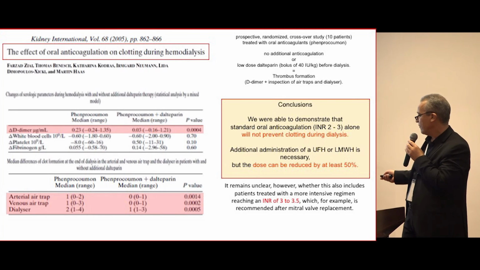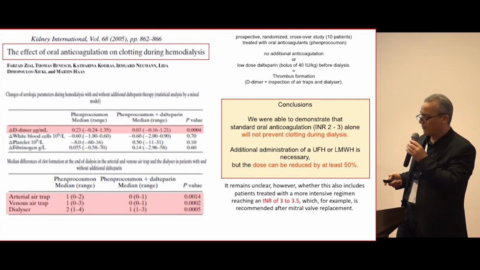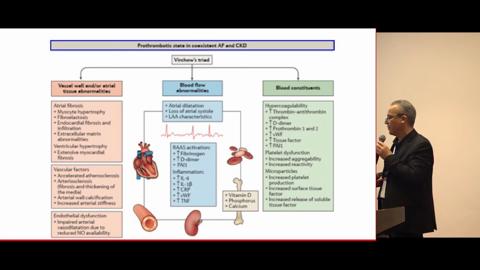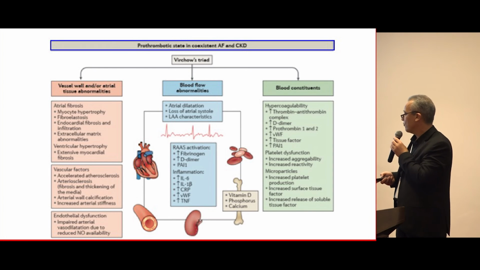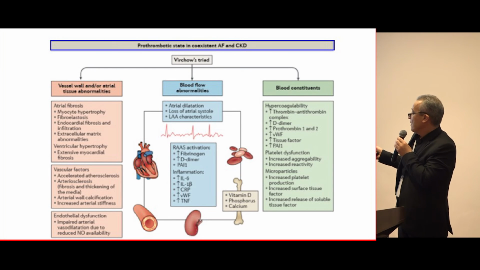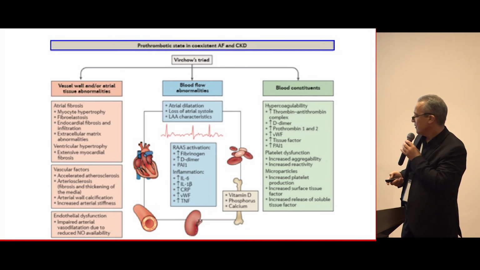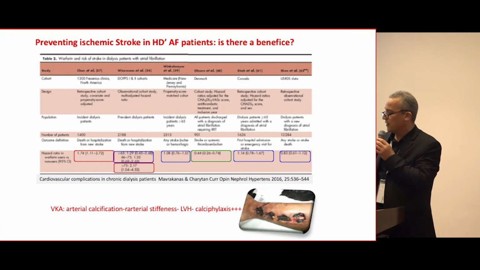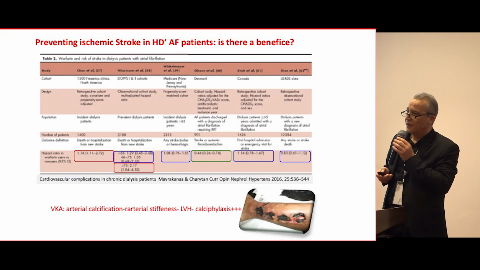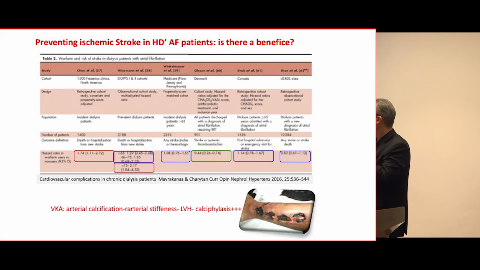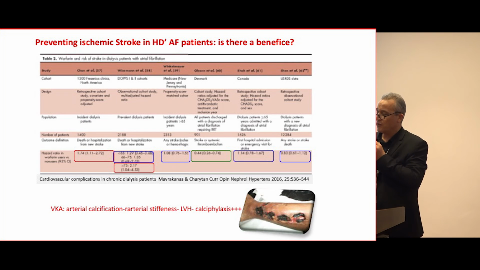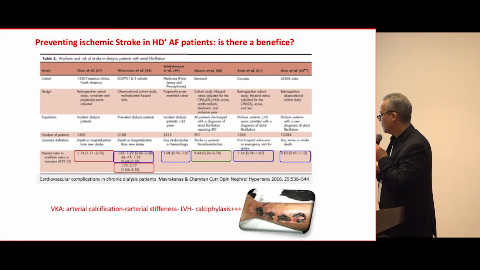But we don't know, if the INR is between 3 and 3.5, whether we have to use such anticoagulation for the extracorporeal circuit or not. Most of our patients can have atrial fibrillation. And for that, do you think that using anti-vitamin K is very useful and can protect patients from stroke?